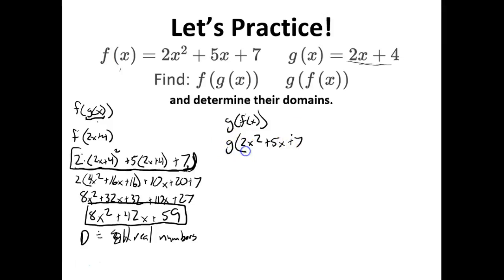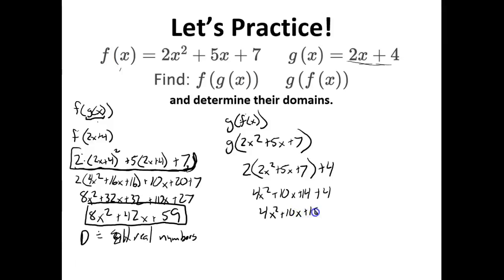We're going to take that and put it into the function g, follow the set of directions for the function g. So when we take our input here, the 2x squared plus 5x plus 7, we follow this set of directions, so we're going to multiply it by 2 and then add 4. If I do some simplification, get rid of those parentheses, we'd have 4x squared plus 10x plus 14 plus 4. Combine the like terms, 4x squared plus 10x plus 18 would be the second one.